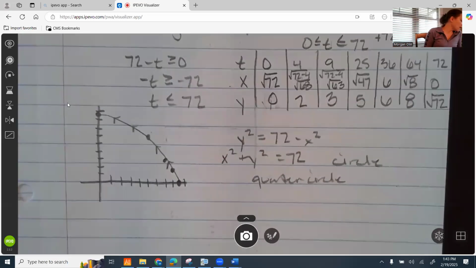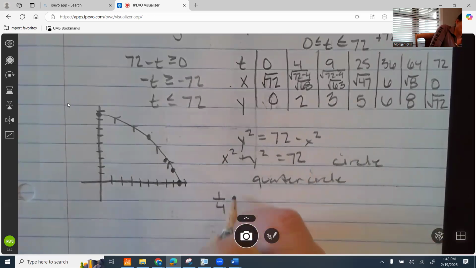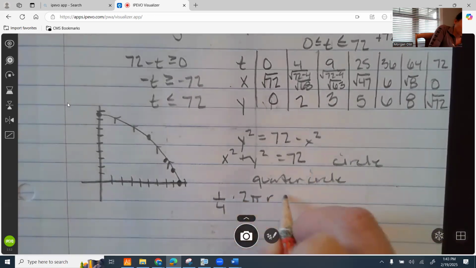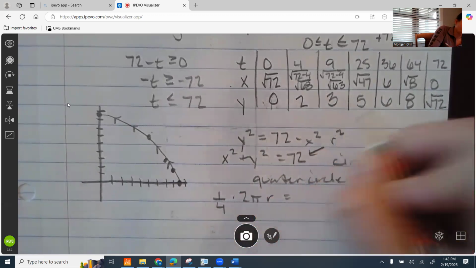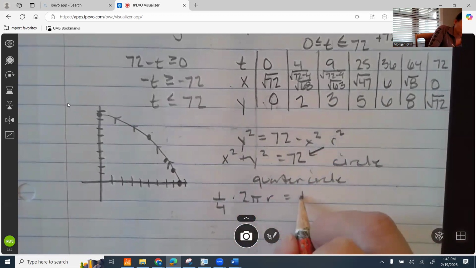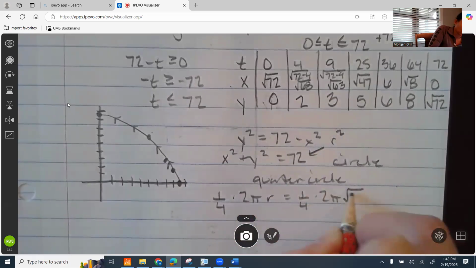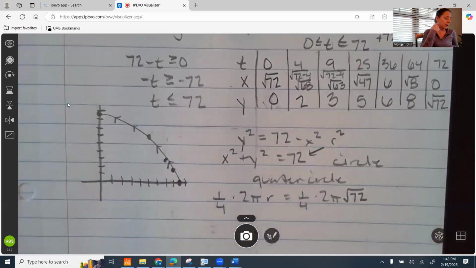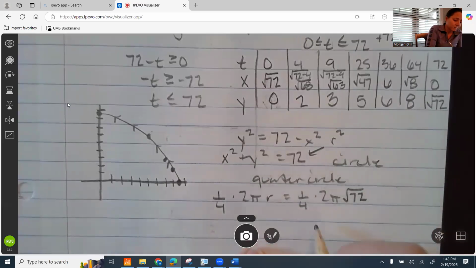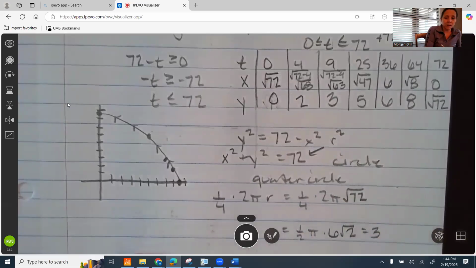Since it's a quarter circle, we're just going a quarter of the circumference. Remember, this is the radius squared, so when I take the square root, the radius is the square root of 72. If we simplify, the square root of 72 is 6 square roots of 2. So one quarter of 2 pi r ultimately makes 3 pi square roots of 2 as my answer, or you can get the decimal for it.